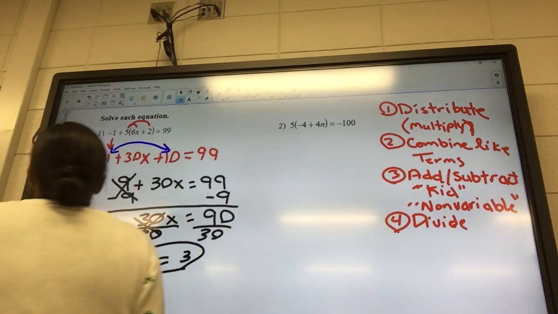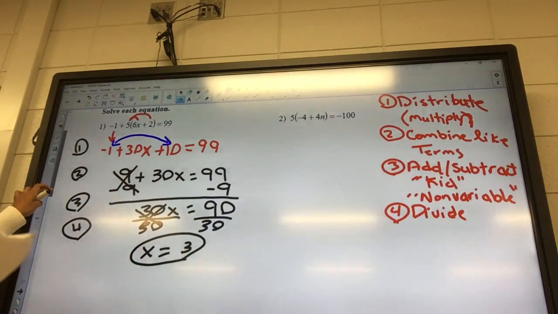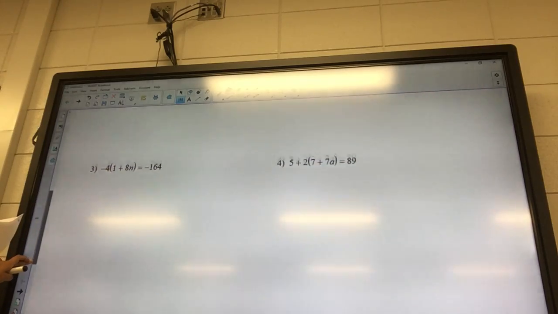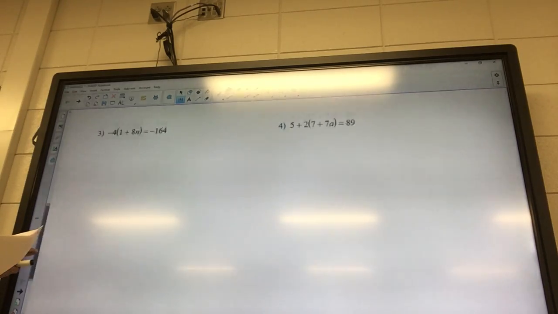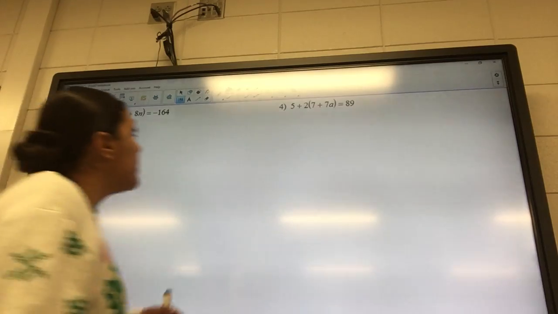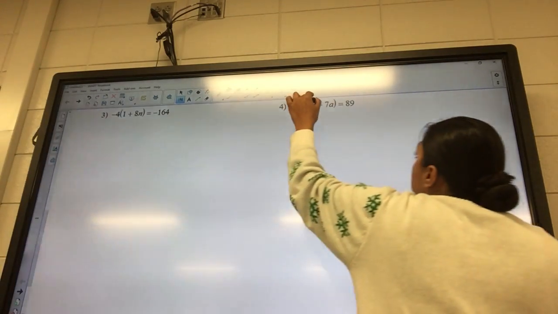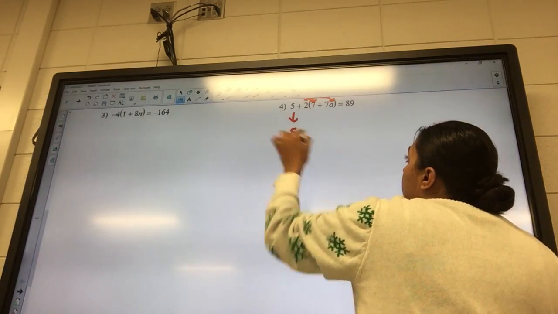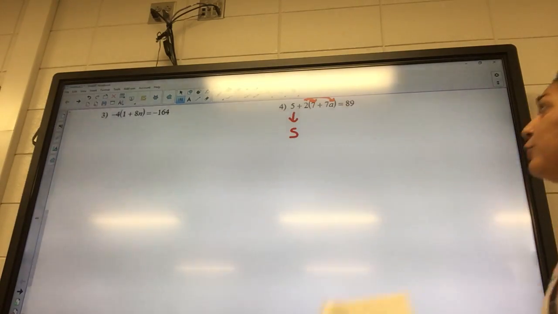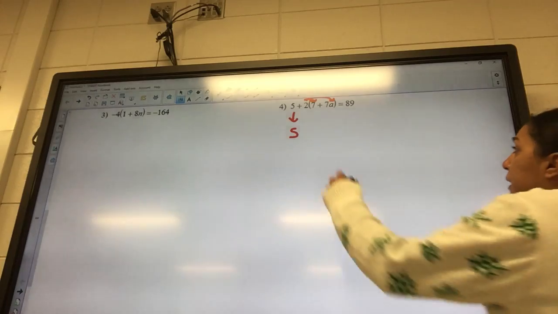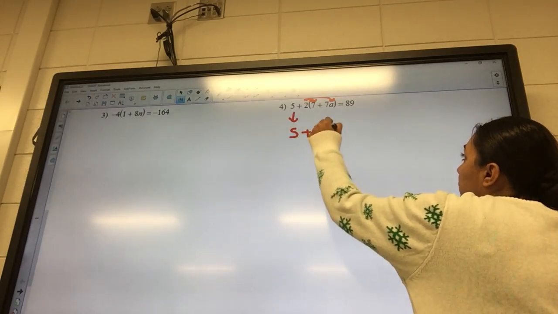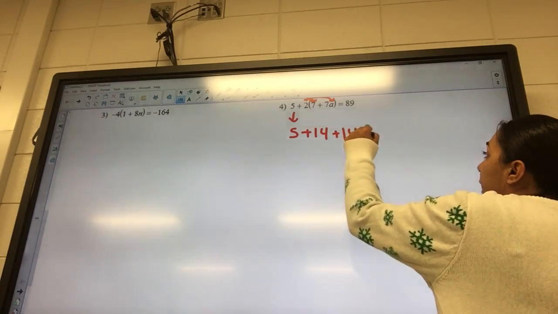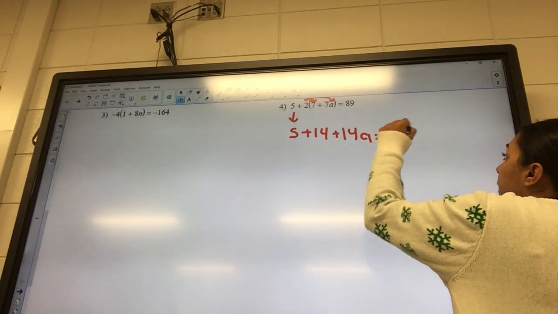The next one I'm going to do is going to be number 4. Our very first step is going to be to distribute. So we're going to say boom, boom. This 5 I can go ahead and drop down because we're not going to use it yet. So I have 2 times 7 is going to be plus 14a. Equals 89.